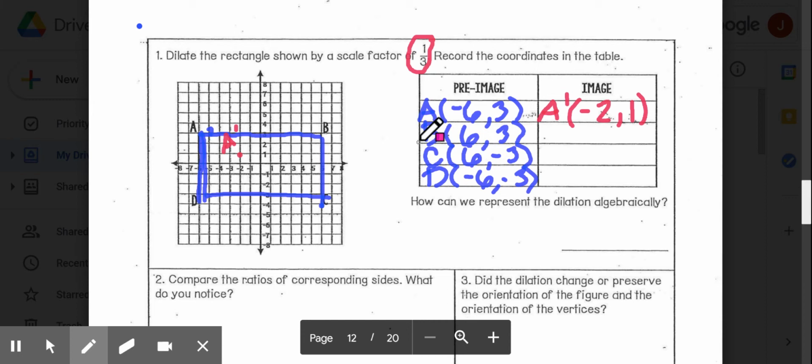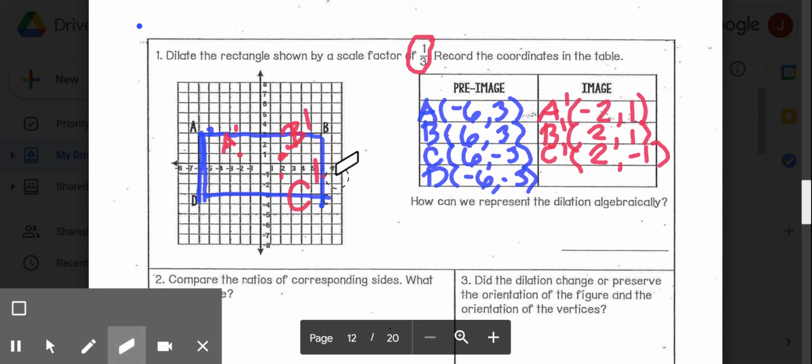And we're going to do the same thing to find the rest of the ordered pairs. We're multiplying each coordinate by the scale factor. So B prime is at 2, 1, because 6 times 1/3 is 2, and 3 times 1/3 is 1. So I could plot my point at 2, 1 for B, and I'm going to label that B prime. C prime is at the point 2, -1 after I multiply everything by that scale factor. So I'm going to plot my point here at 2, -1. That is C prime.